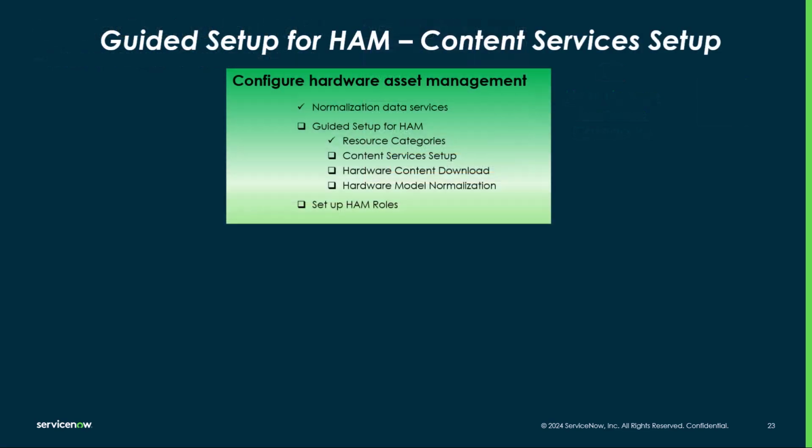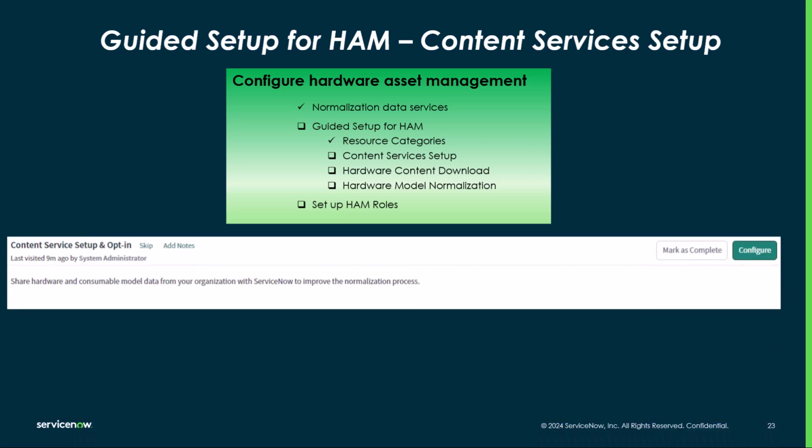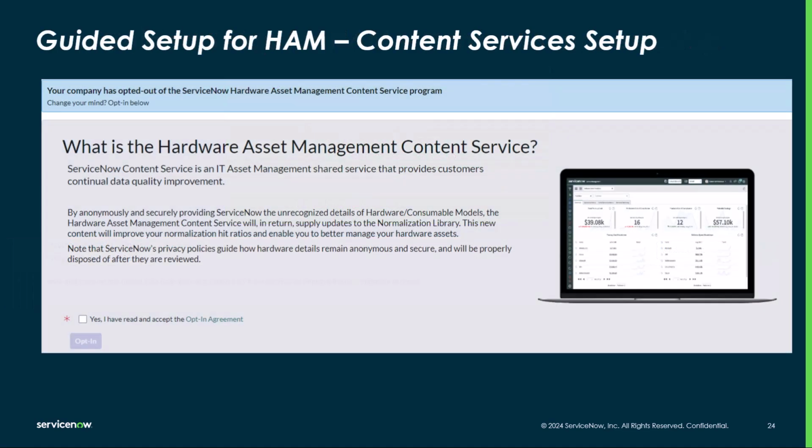Okay, so we've got resource categories. The next thing we're going to do is the content services setup. And it's pretty straightforward on this. When you click on the configure button, it's going to bring up a screen and it's going to ask you whether you want to opt into the content services. Now this is going to be optional for each customer. We do highly recommend though that you do opt in to the content services.